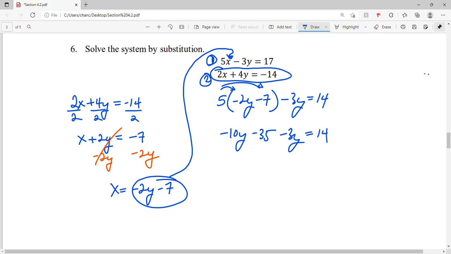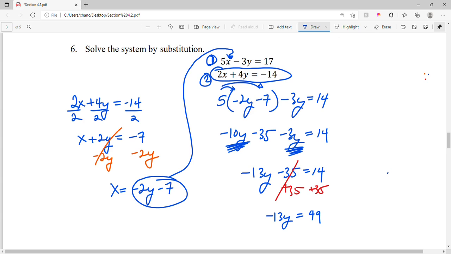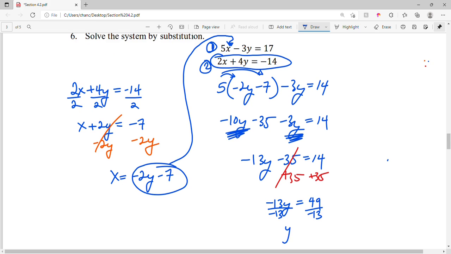We can collect like terms. Negative 10y and negative 3y together is negative 13y minus 35 is equal to 14. Let's add 35 to both sides. And so we have negative 13y is equal to 49. I can divide both sides by negative 13. And that gives me y equals negative 4. That's the first part of our solution.